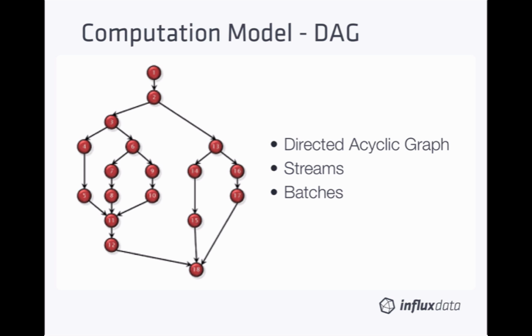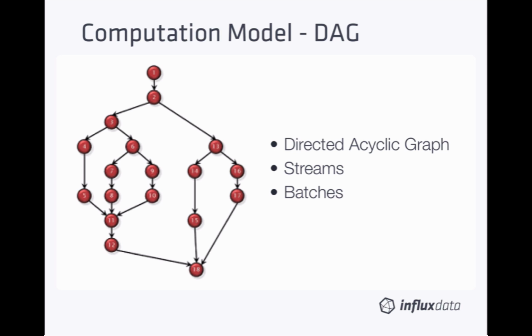So the computational model in Kapacitor is a directed acyclic graph. And this works for both streams and batches. Now, if you imagine at 1, that's where your data is coming in. And then each statement in the tick script creates a new node where that data will flow and then potentially branch off into other nodes based on different criteria. And then at the end, we kick out alerts. There's a result of the computation. And it's important to understand logically that there's data flowing through nodes and then some sort of result with Kapacitor, because it really helps with debugging.